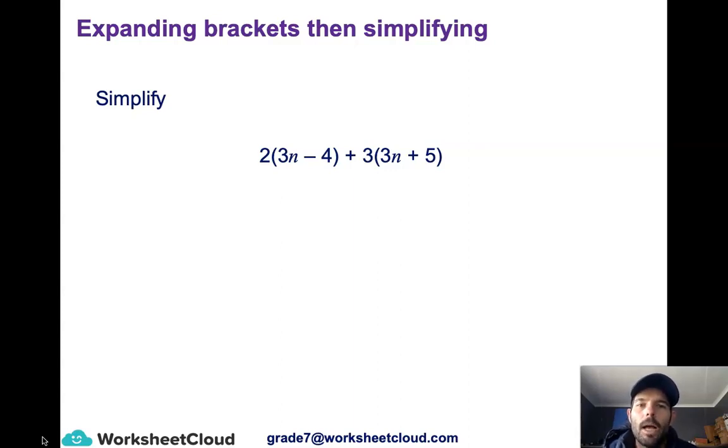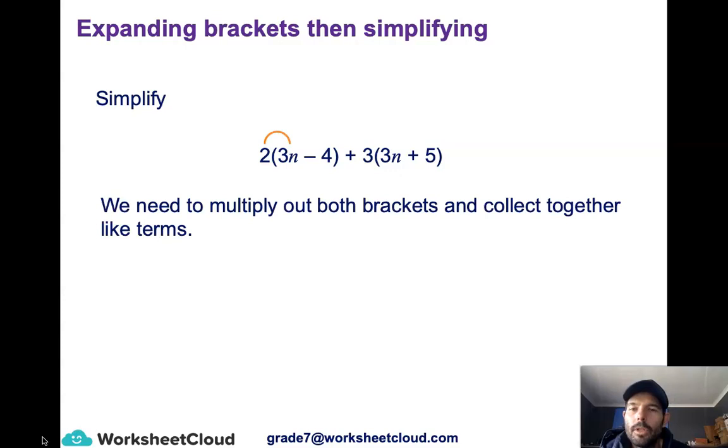I first multiply out the brackets. So in the first bracket, I've got 2 multiplied by 3n minus 4 in brackets. I must do that first. I must also do 3 multiplied by 3n plus 5 in brackets. So 2 times 3n, 2 times 3 is 6. I keep this the n. 2 times minus 4, that's positive 2 times negative 4 gives me negative 8. Plus 3 times 3n is going to be 9n. And now I've got 2 positive signs, so positive 3 times positive 5 stays positive 15.